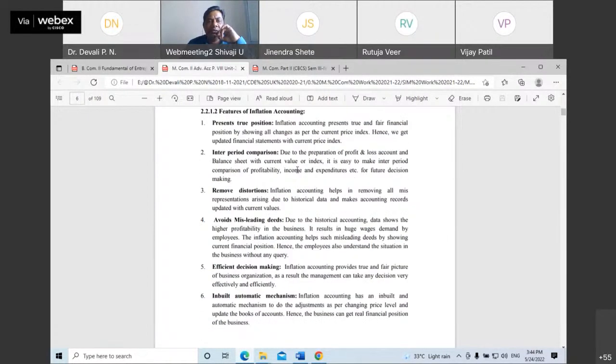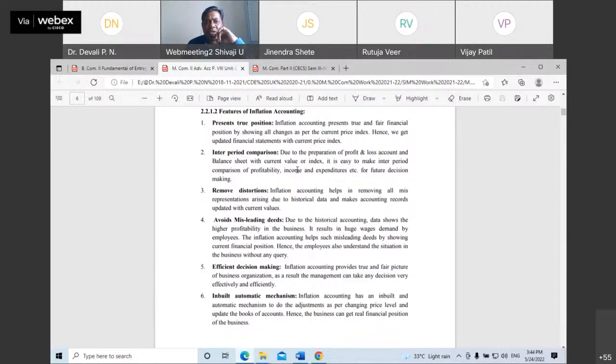Now we can look at what the features of inflation accounting are. Like the importance and the objectives, there is some repetition of points, and we also get some points which are not covered in the objectives.